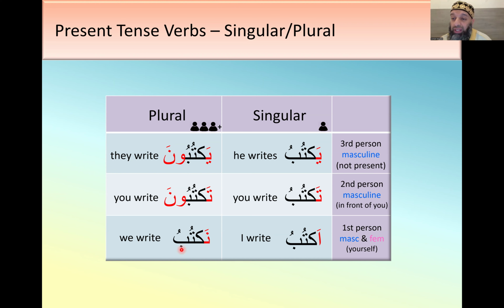Let me give you a little example now. We say A'udhu billah, A'udhu billahi minash shaitanir rajim. It means I seek refuge. But sometimes you hear people say Na'udhu billah. So what's the difference between A'udhu billah and Na'udhu billah? So here it is. Aktubu, naktubu. A'udhu billah means I seek refuge. Na'udhu billah, we seek refuge. Okay? Fantastic. A'udhu billah, na'udhu billah. Aktubu, naktubu. Adhkuru, nadhkuru.